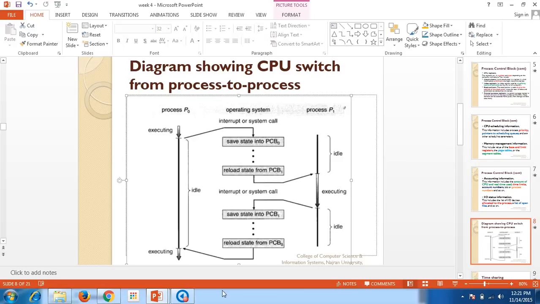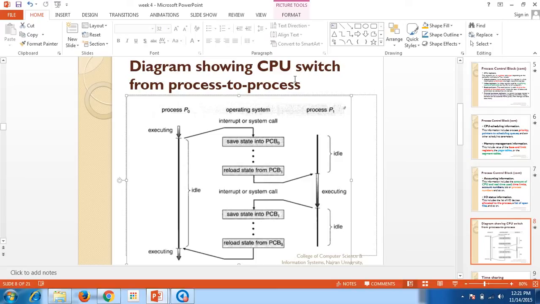So in this diagram, whenever we are going to stop any process, we need to save the state into its process control block, and whenever we are going to execute the process, we need to reload the state from the process control block. This diagram is very simple. It shows how the CPU is switching from one process to another. Now if there is a question with three processes, and you understand this switching from one process to another, you can easily make it for three processes, for four processes, and so on.